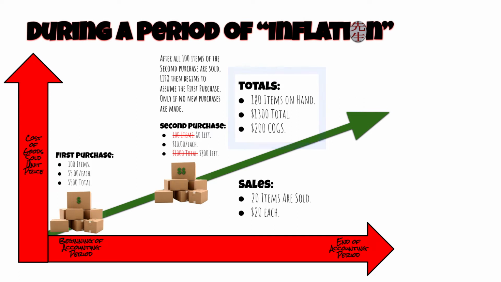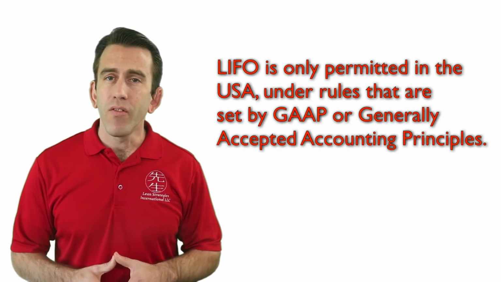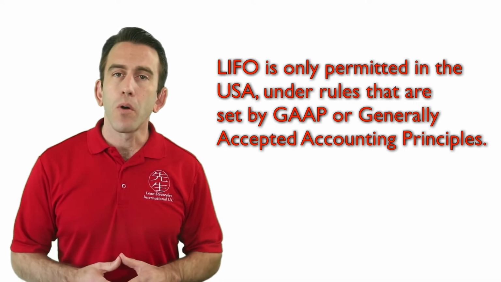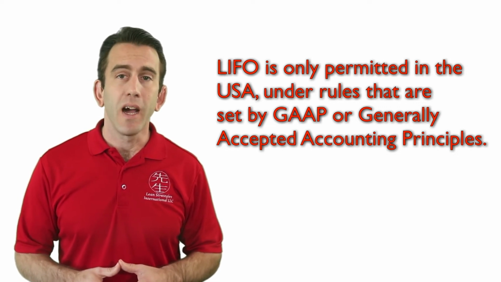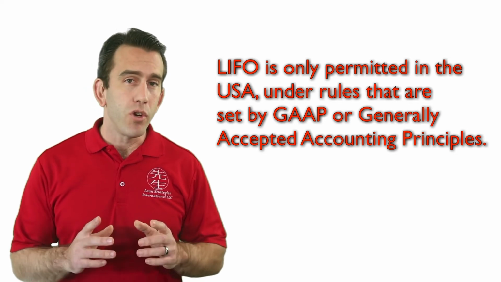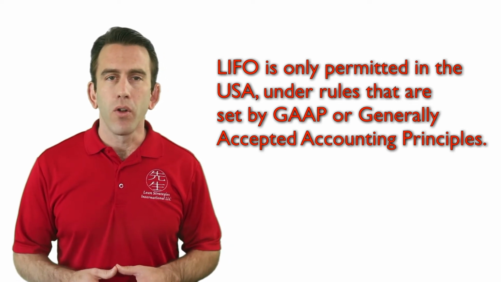After 100 items total were sold, the cost of the item would become $5, but only if no new items were purchased. One thing to note about LIFO is that it is only permitted in the United States under rules that are set by GAAP, or Generally Accepted Accounting Principles. And that's it, LIFO.